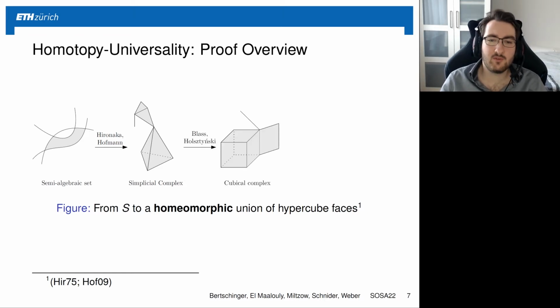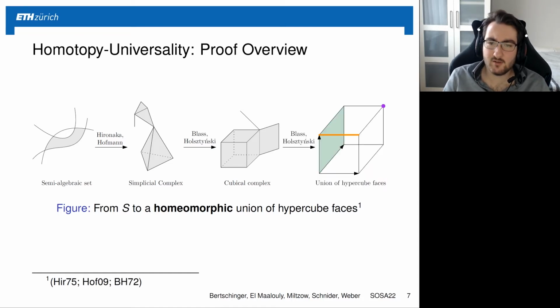Then we apply a result due to Blass and Tolzhinsky, which says that we can refine a simplicial complex into a cubical complex, and then even refine it further into a union of faces of the hypercube. And now all three of these steps are indeed not only homotopy equivalent, but even homeomorphic. But on the other hand, they can introduce quite a lot of complexity. So it is not necessarily given that this final union of faces of the hypercube is polynomially sized in terms of the semi-algebraic set that we started with.